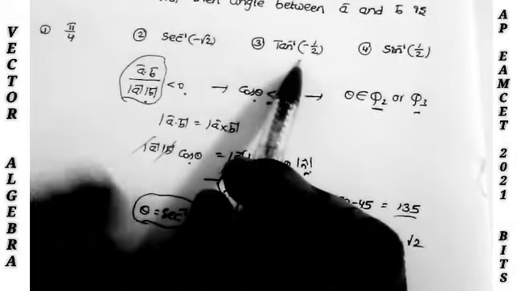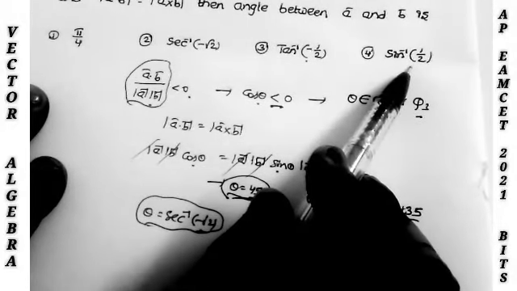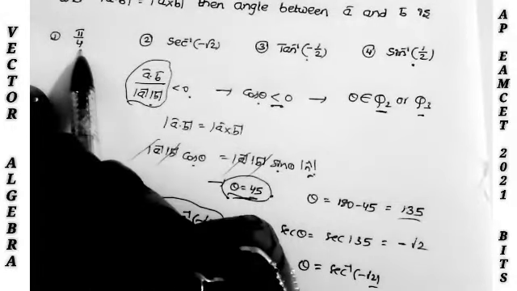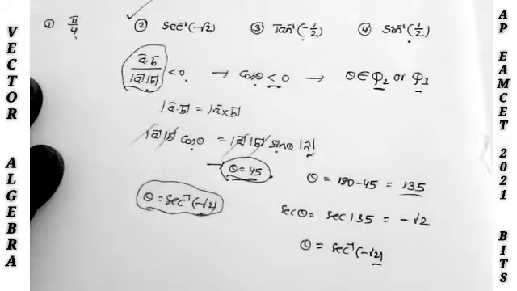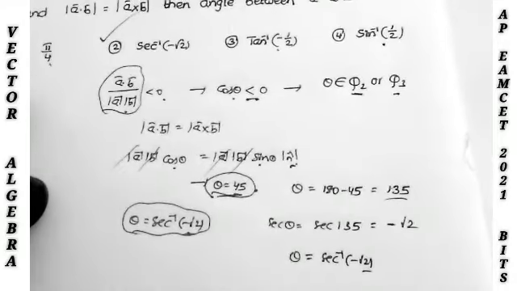Since tan is negative in the second and fourth quadrants and sine is negative in the third and fourth, pi by 2, obviously pi by 2, is the angle in the first quadrant. So clearly secant inverse of minus root 2 is the correct answer, and that is the correct option. That's all, this is the answer, and I will continue the remaining sums in the next video.